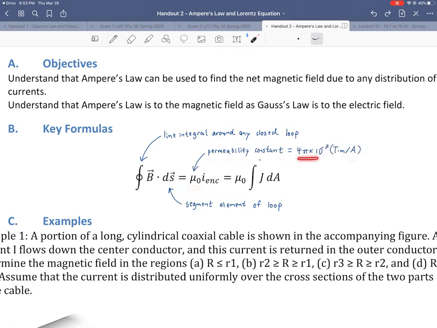So here we have our old permeability constant, 4 pi times 10 to the negative 7 Tesla meters per ampere. And then we've got our enclosed current. Okay? And that, of course, we measured in ampere. Okay? So that's the idea.